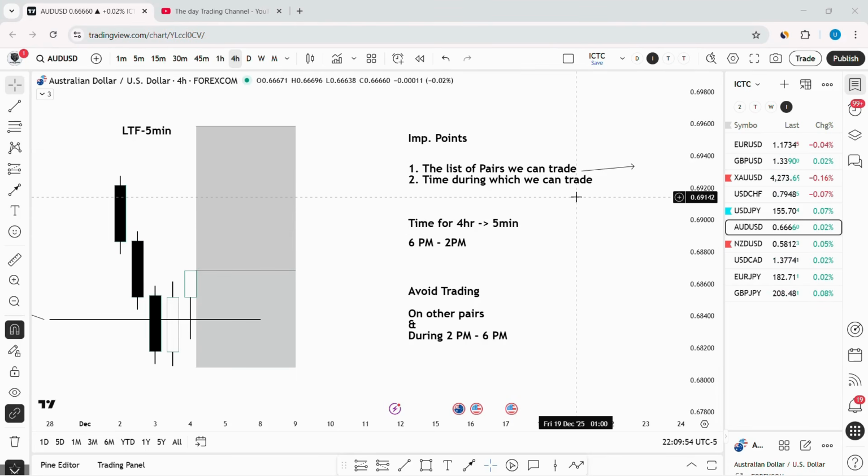Also, the time during which we can trade increases as we move to the higher time frames. So the time during which we can trade this strategy on 4-hour and 5 minutes will be between 6 p.m. and 2 p.m. Eastern Standard Time.